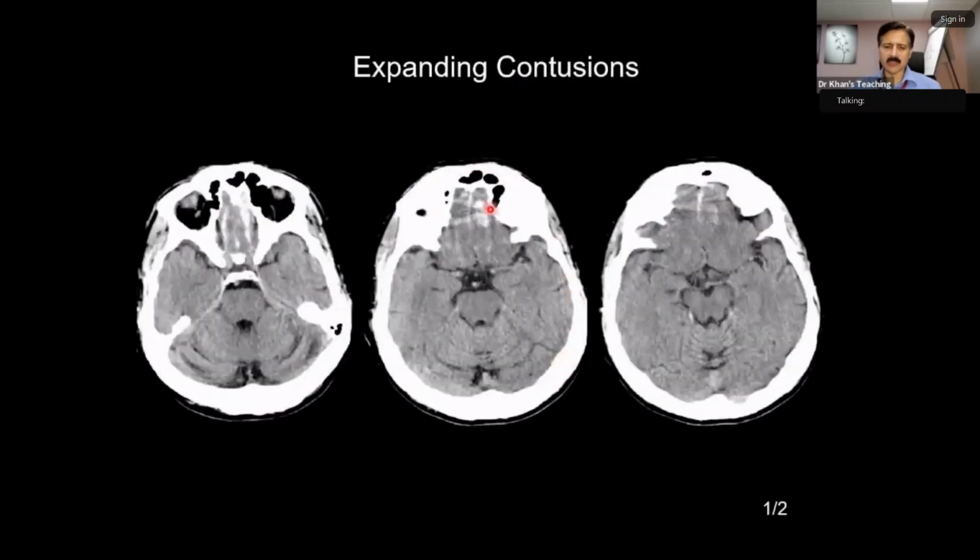Please also remember that this case, or a similar case, has come in the exam quite a few times. They will show you subtle frontal contusions because of anatomy, because it is just next to the base of skull. There might be artifacts there. It might be a subtle finding, and you are going to miss it.